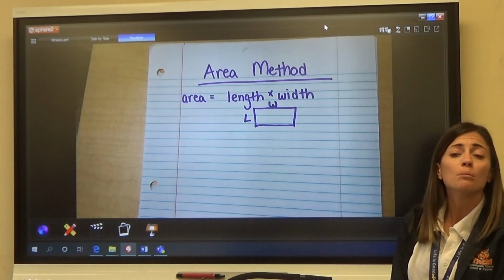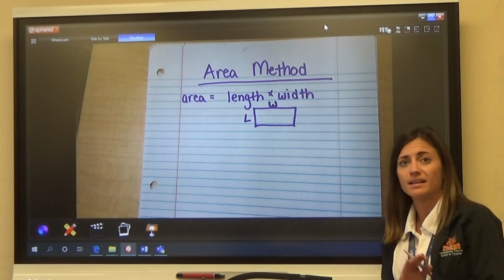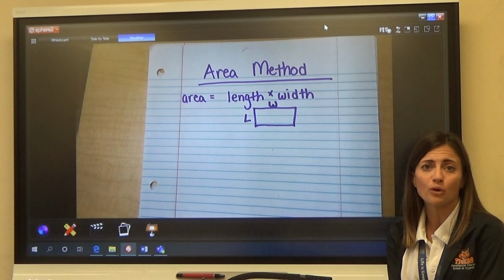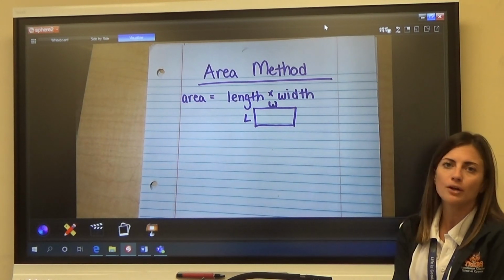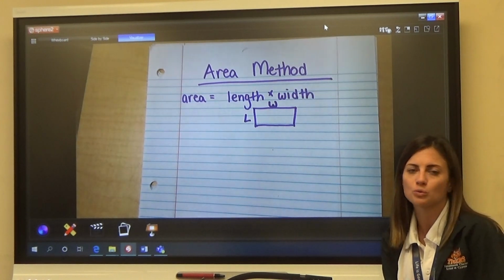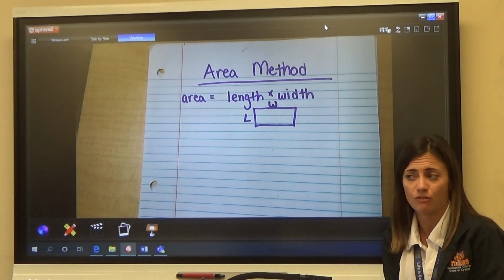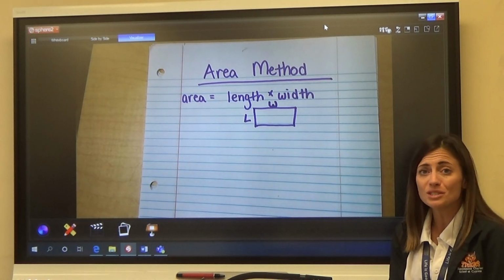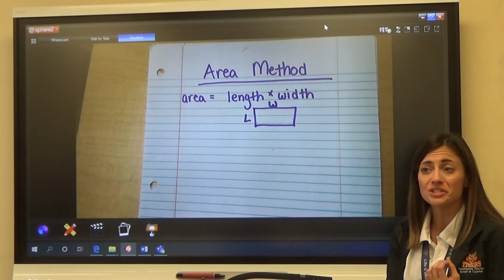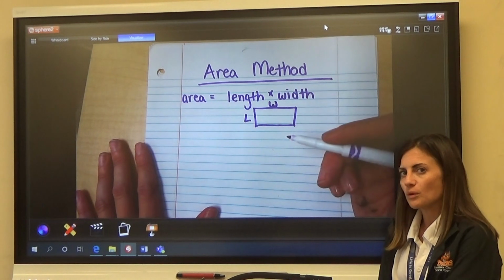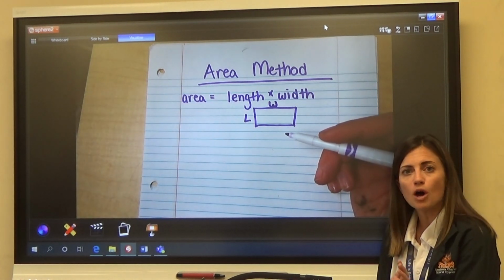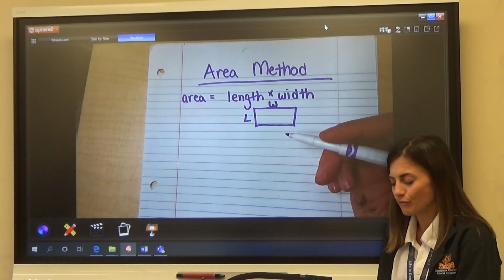Either way, your multiplication can be multiplied in multiple forms. 3 times 5 is the same as 5 times 3. So it doesn't really matter which one you call your length and which one you call your width at this point for area. Now we're going to use this to help make our multiplication easier. Same as distributive method, we're breaking it down into smaller pieces to make it easier for ourselves.